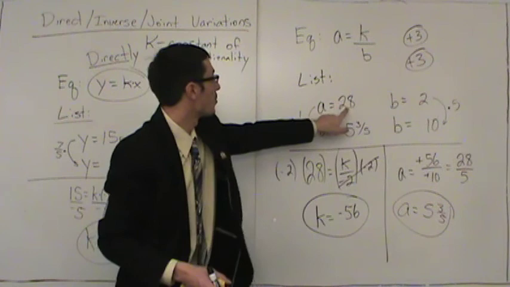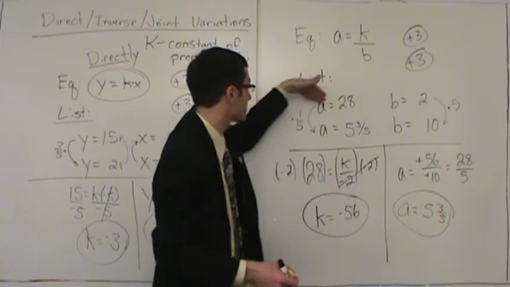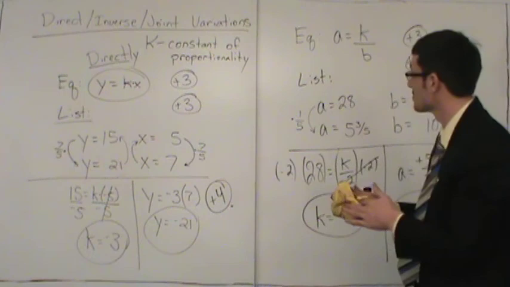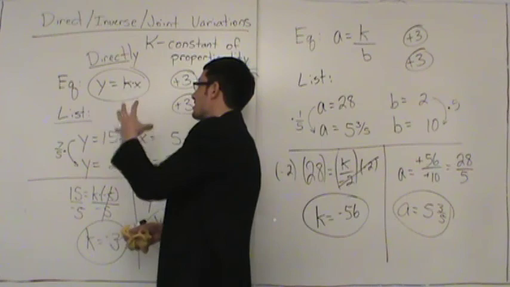So one side gets larger, one side gets smaller. Inverse means they're doing opposite things. This is going to be very important, guys, because soon you will be given a list and you're going to have to figure out what your equation is. It's not always the case that you're given an equation.